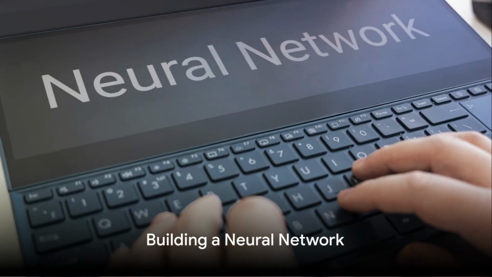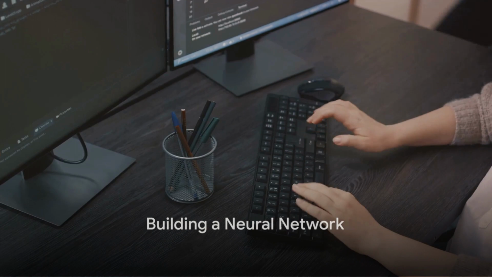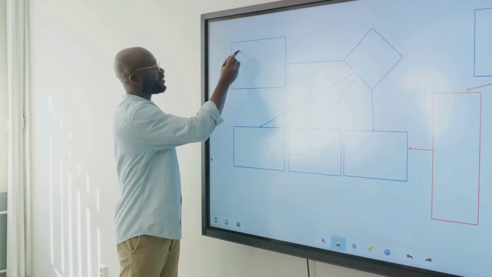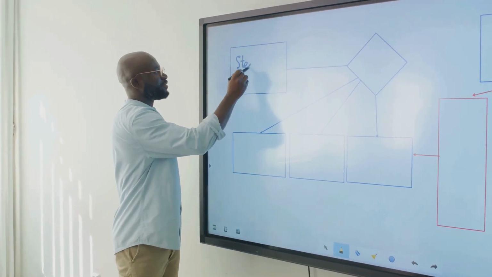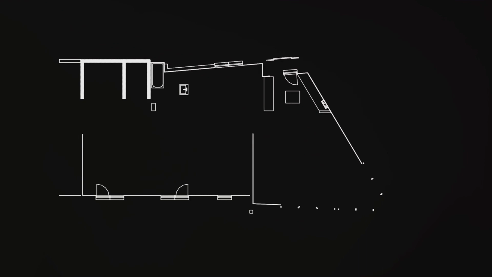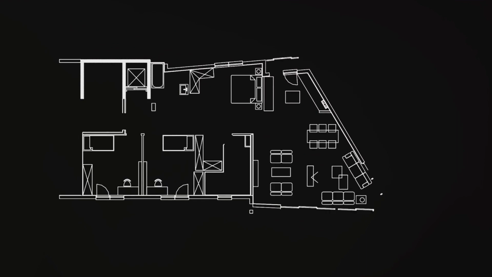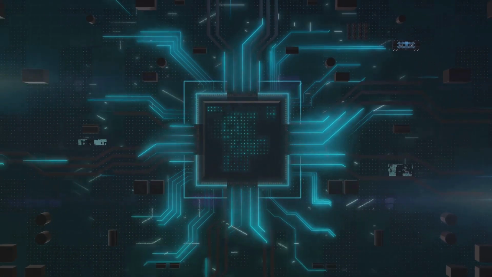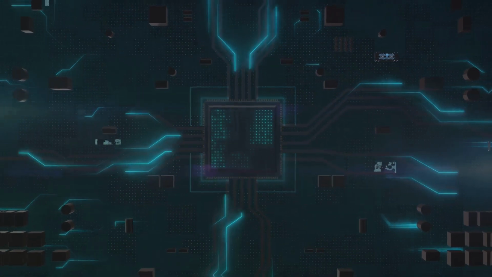With our knowledge of NDArrays, we're ready to build a simple neural network using MXNet. A neural network is a series of algorithms that endeavors to identify underlying relationships in a set of data. In MXNet, we start by defining the architecture of the neural network. This involves specifying the number of input, hidden, and output layers, and the number of neurons in each layer.